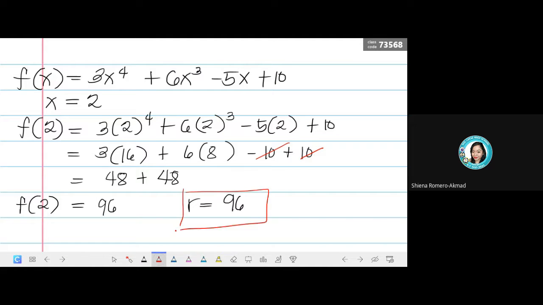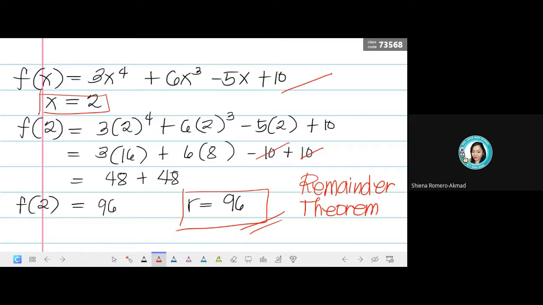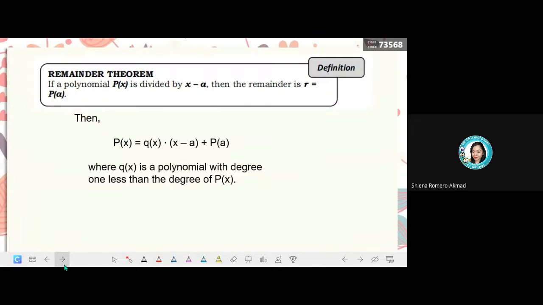So, pwede pala, no? Substitute lang natin yung value ng x. Then, we will be able to get the remainder just by substituting. Ang tawag natin dyan is the remainder theorem. You can get the remainder by substituting the value of x to your function. Okay? So, ano pa mga examples?